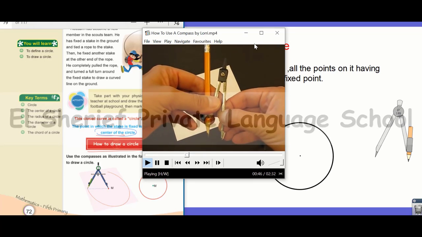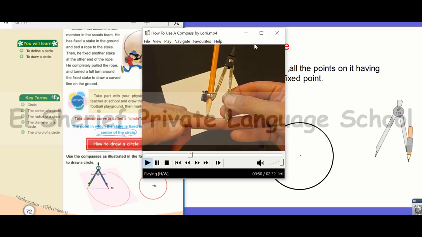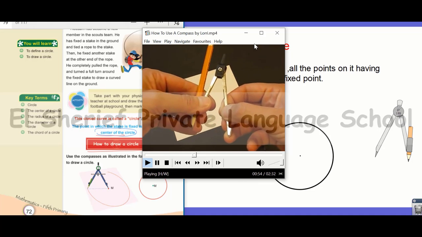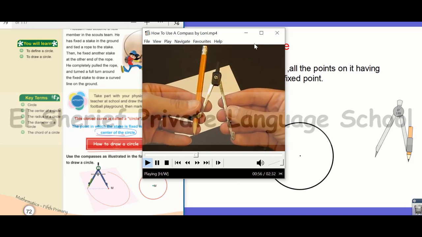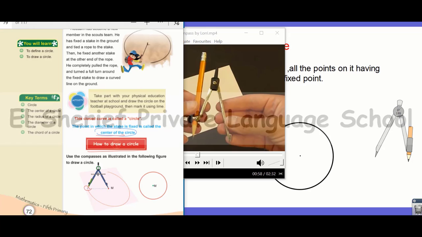Now when you open up the compass, that is the radius, which means that is the half size of the circle that you're going to draw. The wider you open it, the larger the radius, which means the larger the circle. The pencil tip and the metal tip must be at the same length.